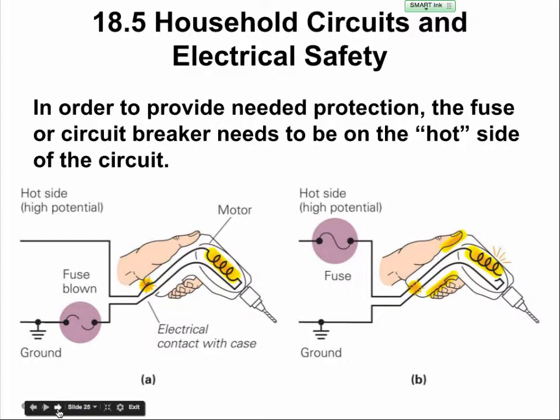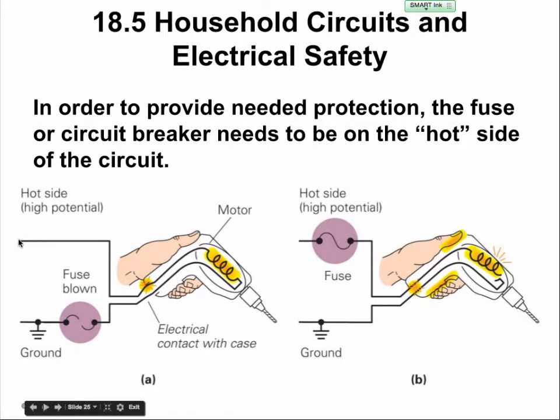So in order to provide needed protection, the fuse or circuit breaker needs to be on the hot side of the circuit. That's where the high potential is. Electricity doesn't tend to always follow the path of least resistance. We want to break that circuit on the high potential side. If we put it on the low potential side, that's not good, because then we can still be shocked.